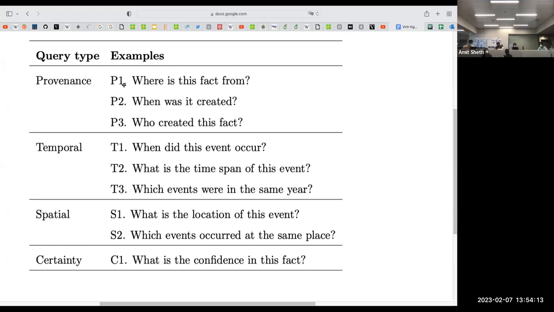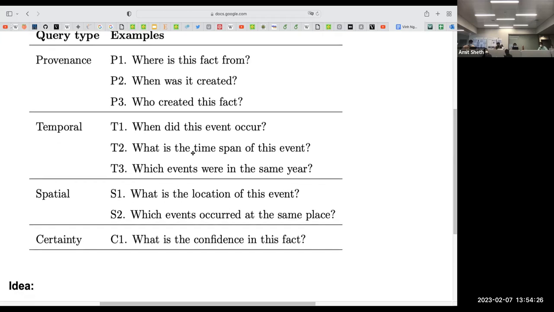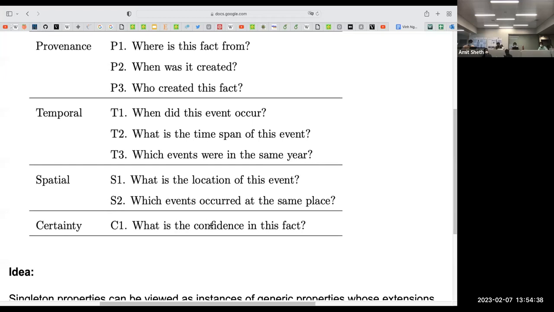And those contexts include where this fact is from, and what kind of website we got this fact from? When was it created? Who created this fact? Then for temporal information, when did this event occur? Spatial information, where did this event occur? And then certainty, what is the confidence that we say this event happened?